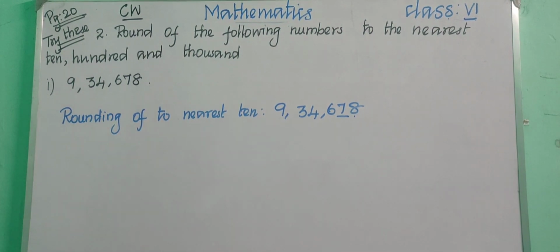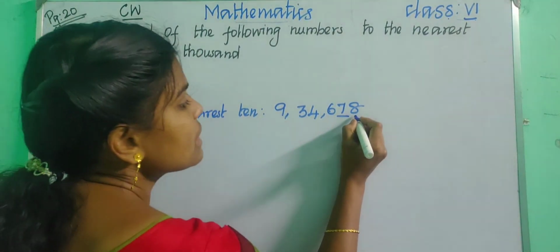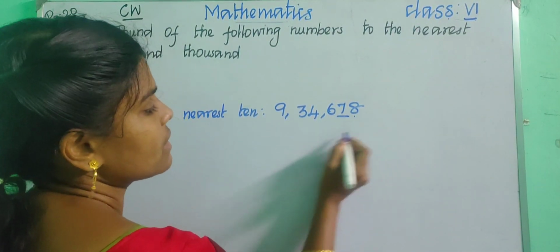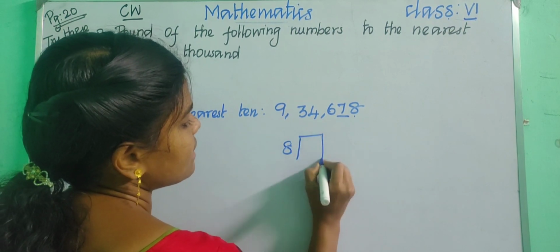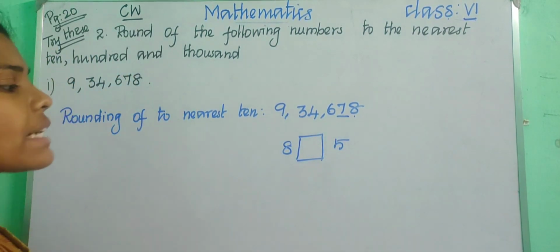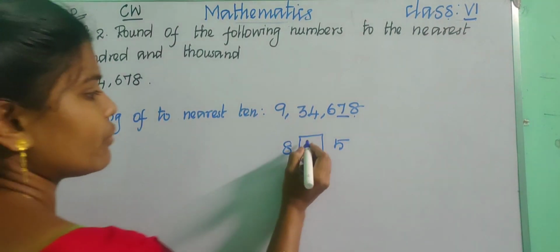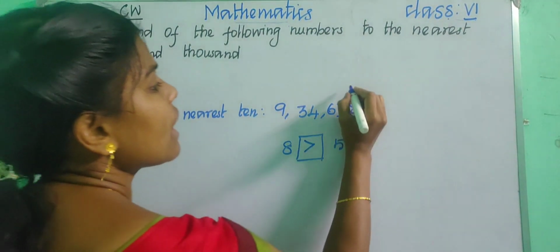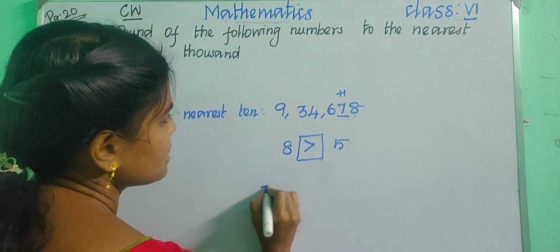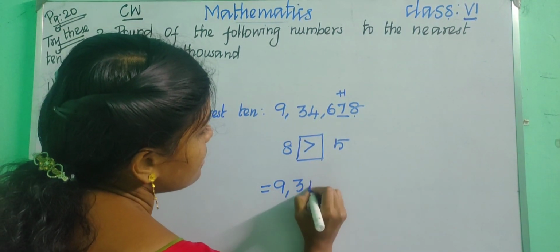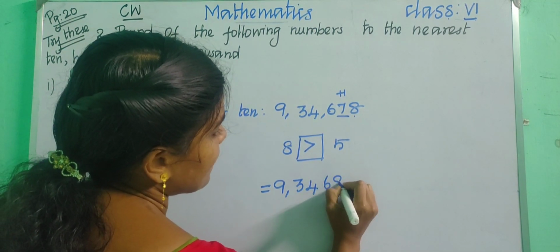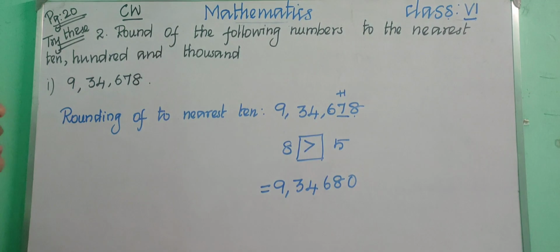So what we need to do now? We need to check the next digit. The next digit is 8. Is this 8 greater than or less than 5? Greater than 5, right? So we add plus 1 to this. So the answer we are getting is 9,34,680. Now we have rounded off to the nearest tens.